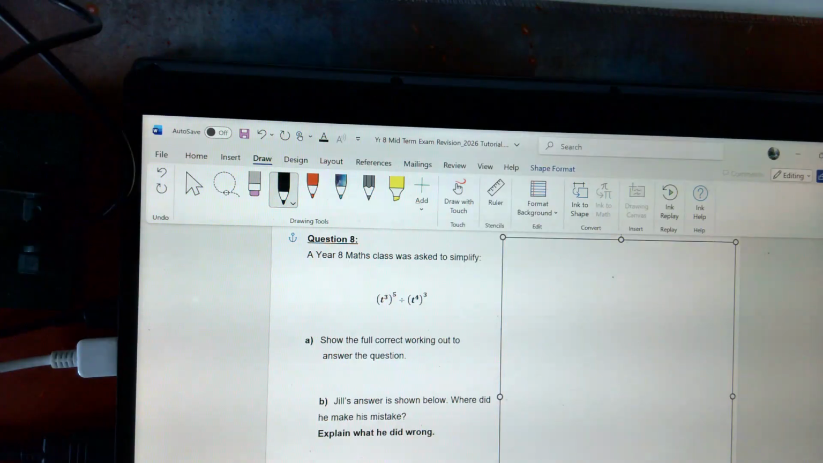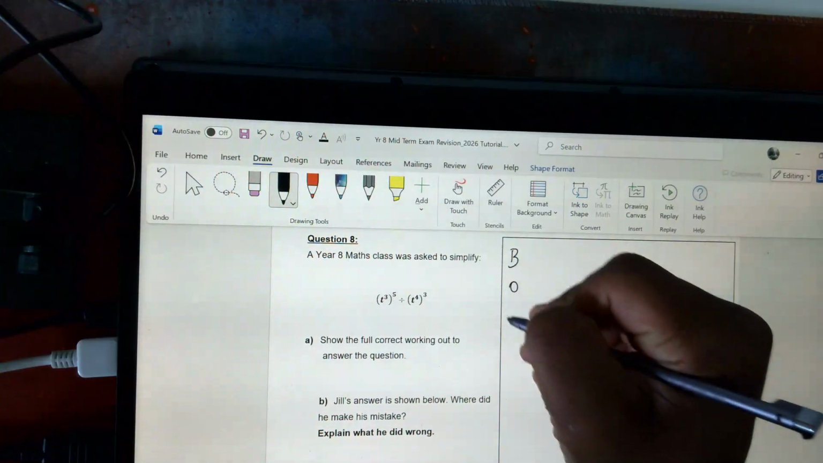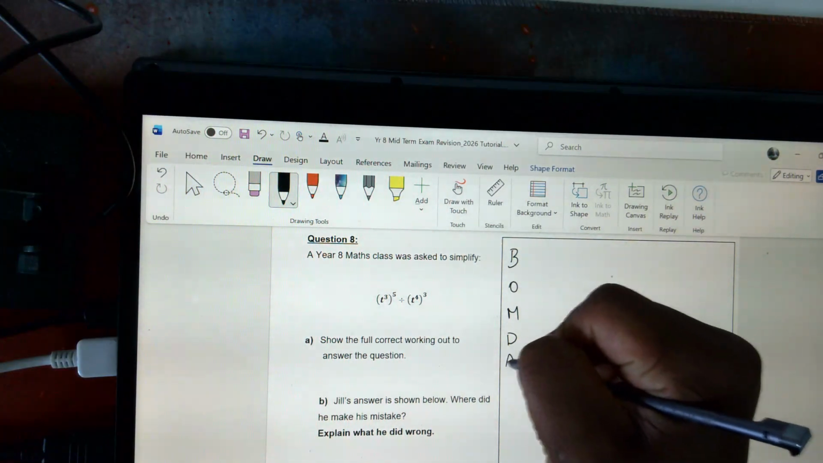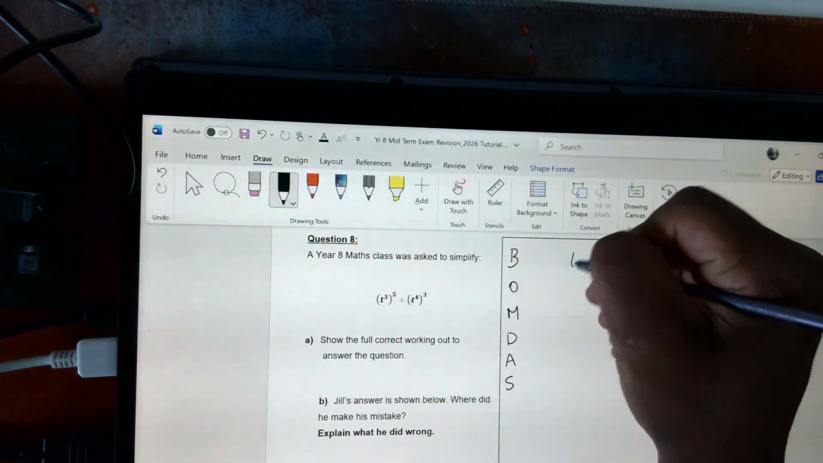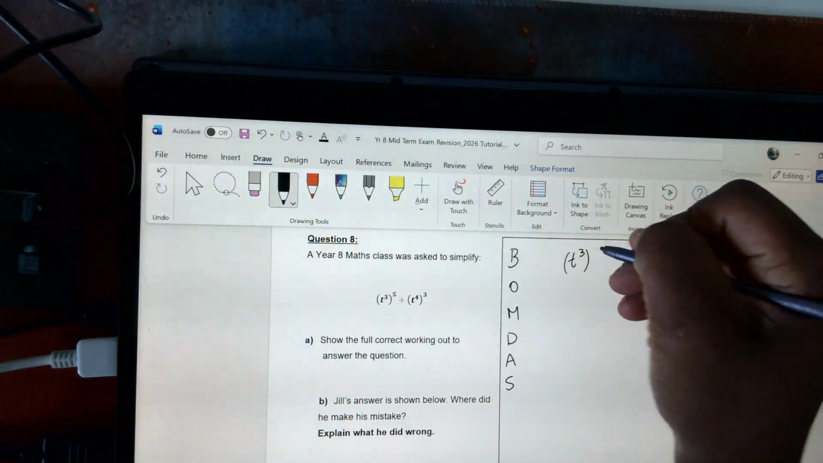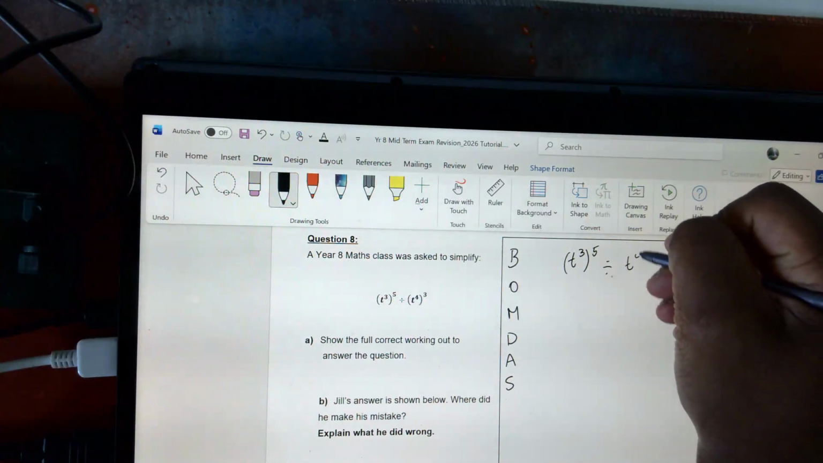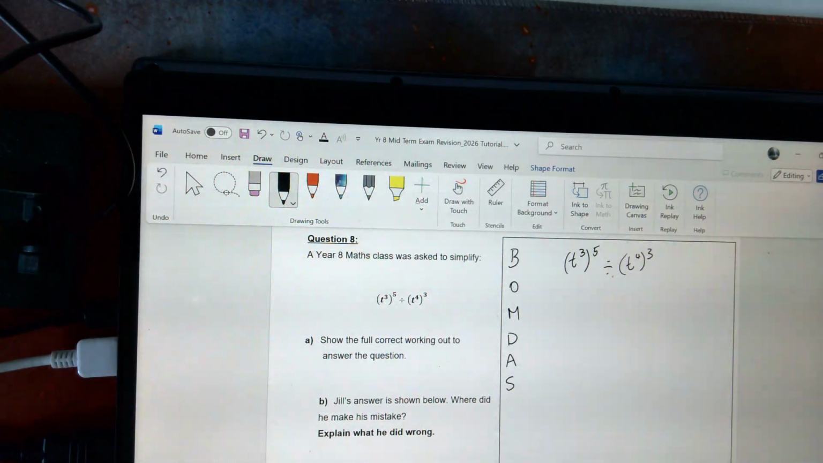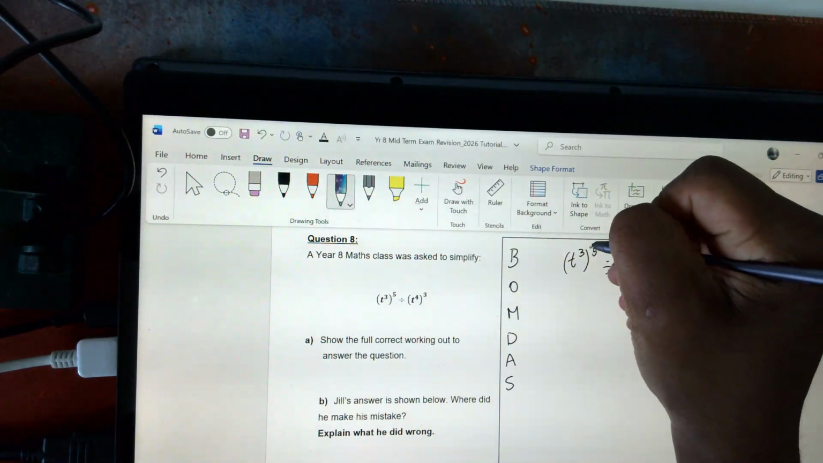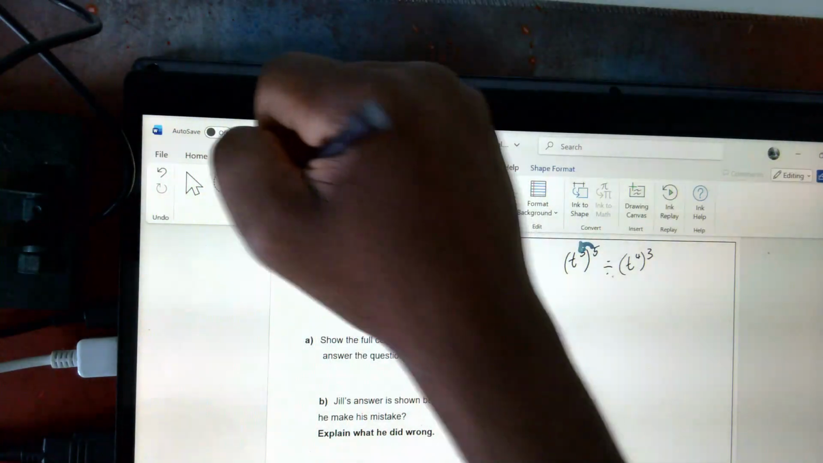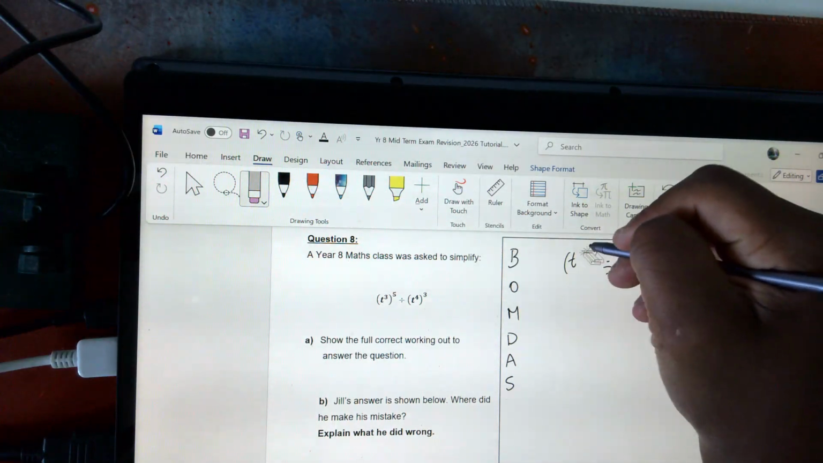And to start off with, I'm going to put BODMAS down the side for a second. And I know with BODMAS that in my question I've got 2 sets of brackets. So I'm going to have to get rid of the brackets first. And getting rid of the brackets means I'm going to multiply. Nope, that's the wrong pen. Let's try that again.